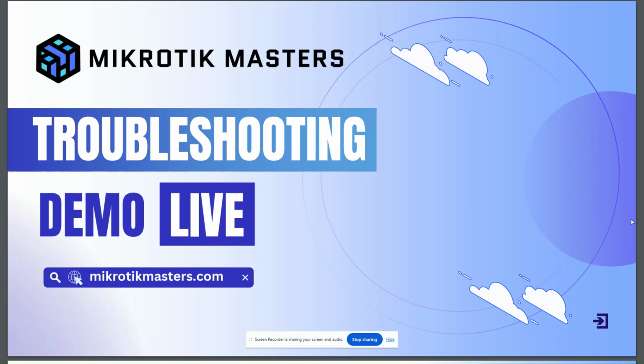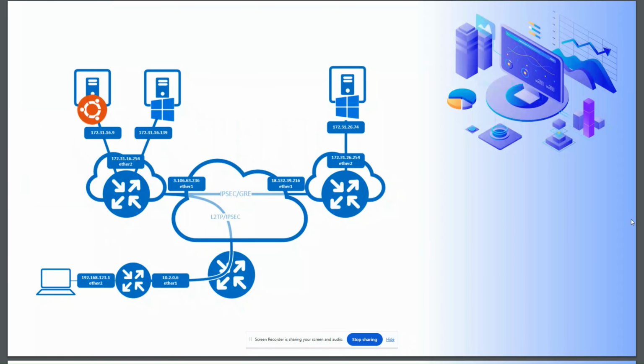So what I've done is I've got this network here that I've set up. I've got a CHR in Australia and a CHR in the UK, and they're both in AWS. Then I've got an IPsec and GRE tunnel between the two. And then I've got my router here, which is the router that my machine's plugged into that I'll be using as a demo.